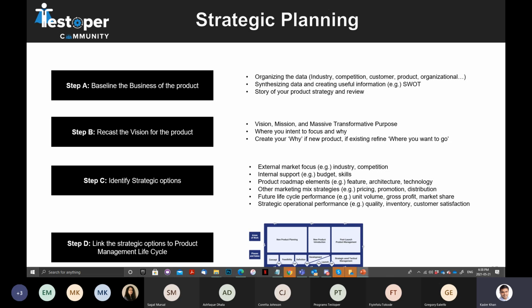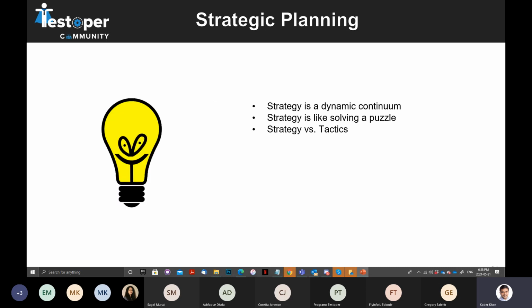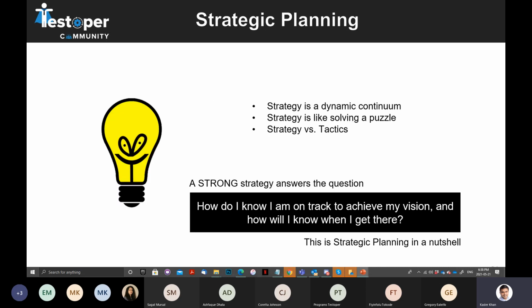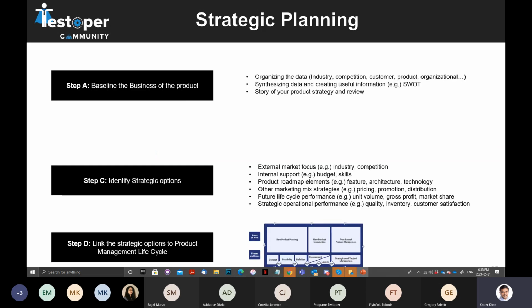First of all, strategy is a continuum, right? It's a continuous thing that you need to do. And it has to really answer your question of, where am I? Am I on track? Will I reach my destination? And if I reach my destination, how do I know that I reached my destination? That's the most important thing.